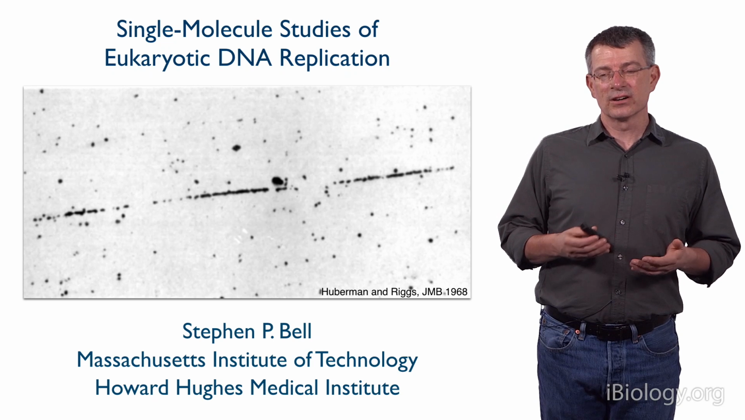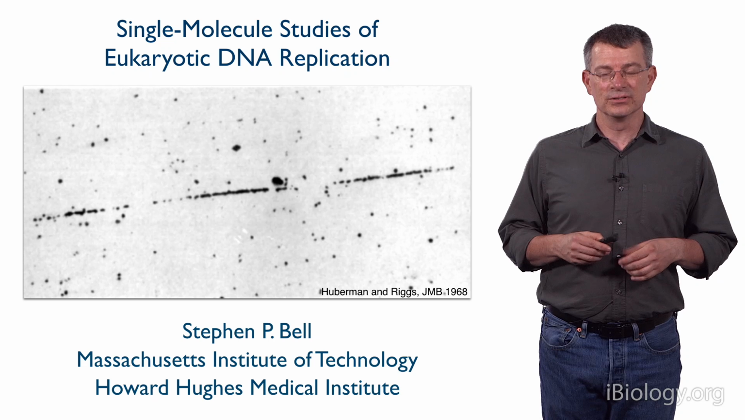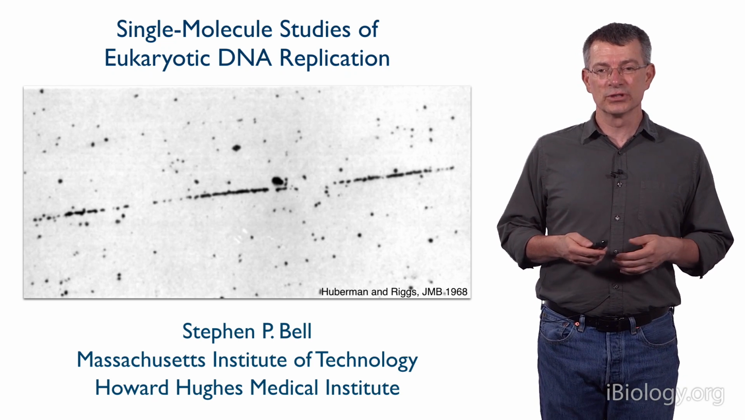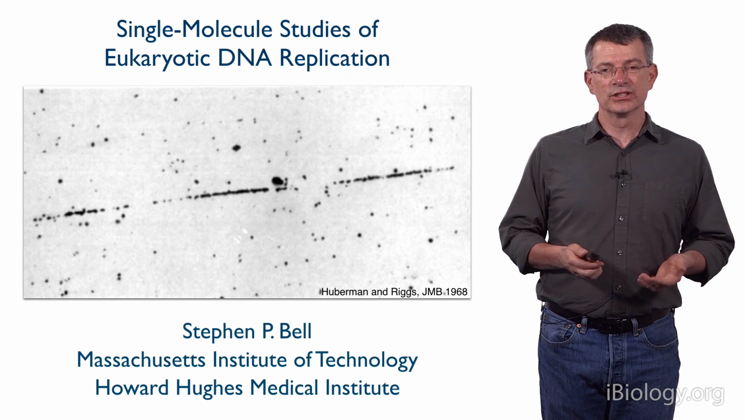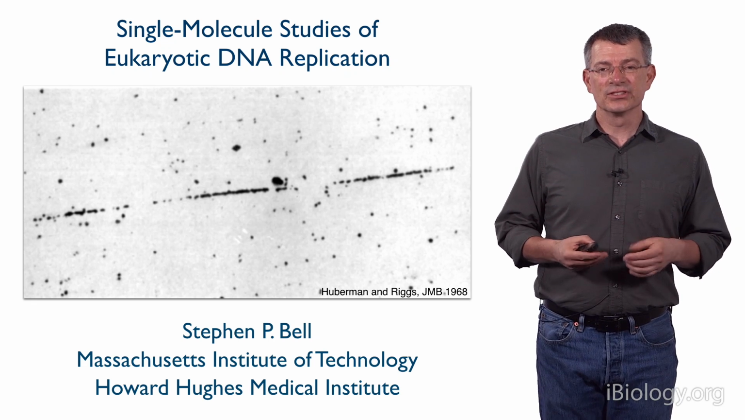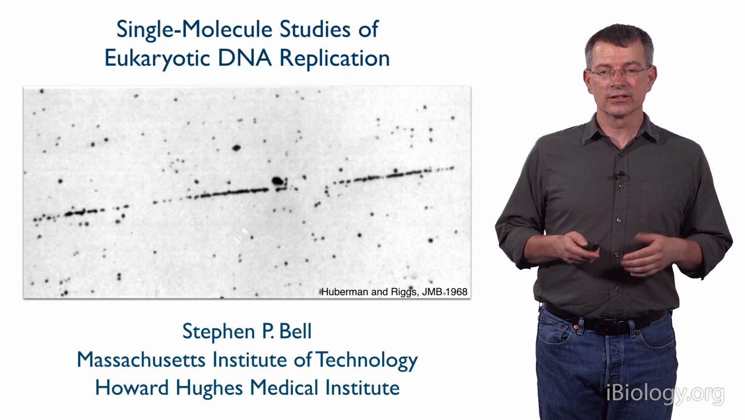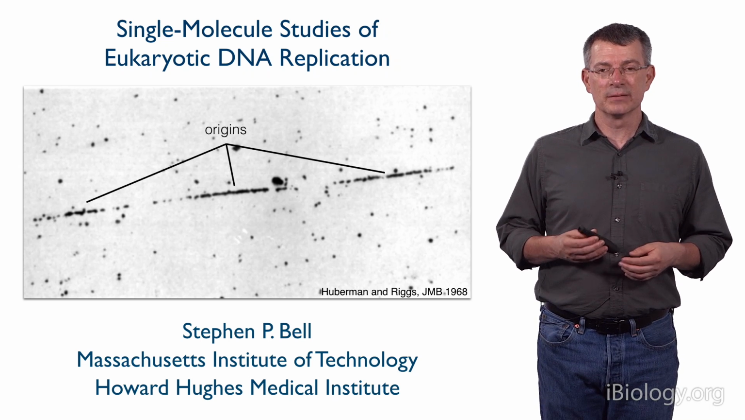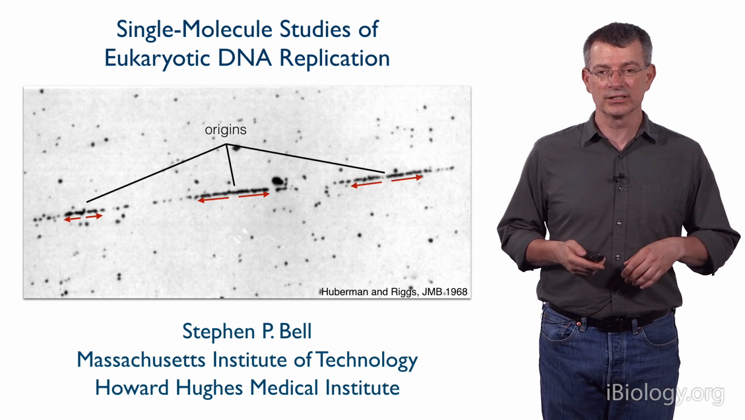I first want to start, however, by reminding you that single molecule studies are not new to DNA replication. As early as the late 1960s, Huberman and Riggs used the incorporation of radioactive nucleotides to visualize individual replicating DNA molecules. And using this analysis, they were not only able to identify the fact that eukaryotic chromosomes have multiple origins of replication, but they also were able to demonstrate that those origins led to the initiation of bidirectional replication.